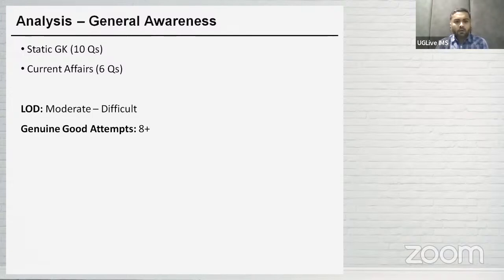So 6 7 was easily manageable, and considering it being GK, it was expected that you know something apart from what you have read from the GK compendium, right? So if you attempt those 6 7 correct plus 1 or 2, that gives you an 8 plus good attempt. And it should not take more than 8 minutes to solve the section, 16 questions, 30 seconds for each question. Even if you spend 30 seconds, that's 8 minutes, right?